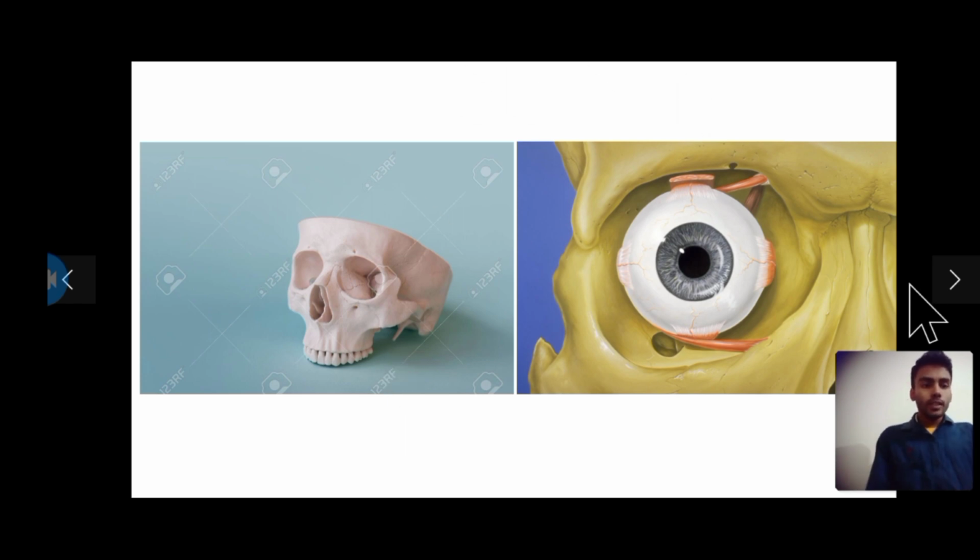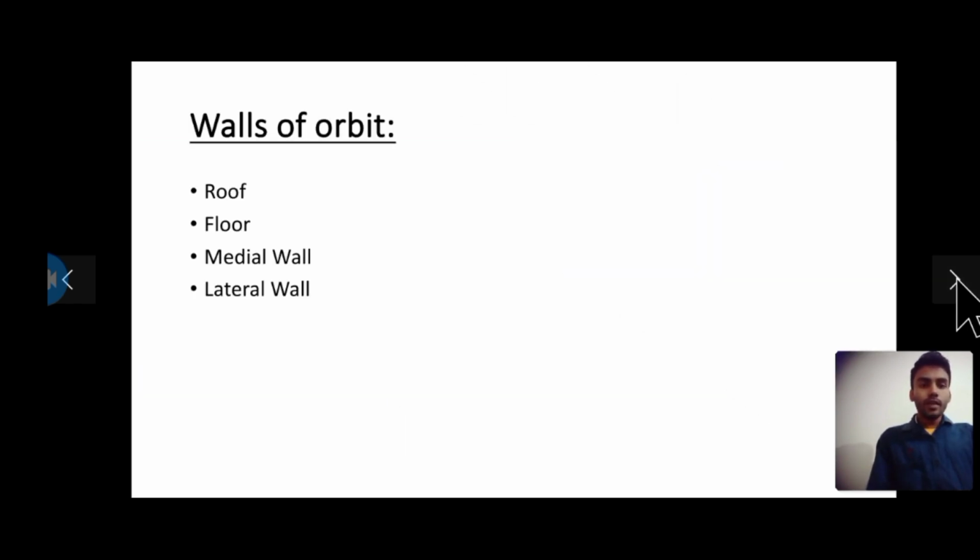So now we will explain about the different walls of the orbit. We have just discussed that the shape of the orbit is quadrangular pyramid, so it has four sides. In medical terminology these four sides are also called the four walls of the orbit. So these four walls are the roof, floor, medial wall and lateral wall. Now let's see what are the bones that form these walls of the orbit.